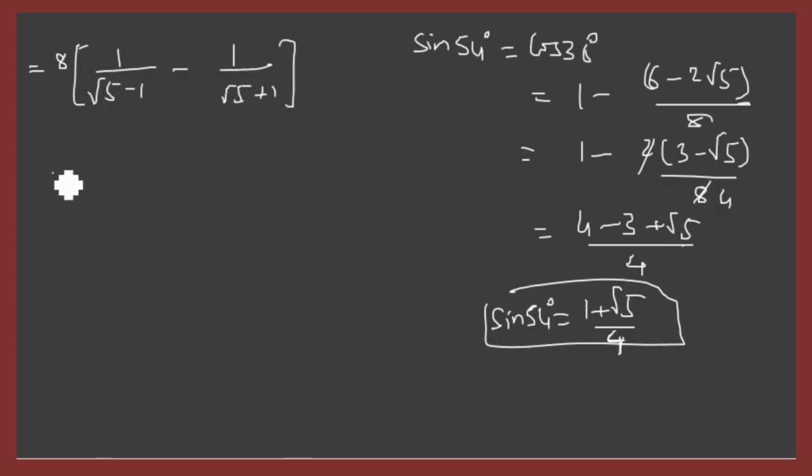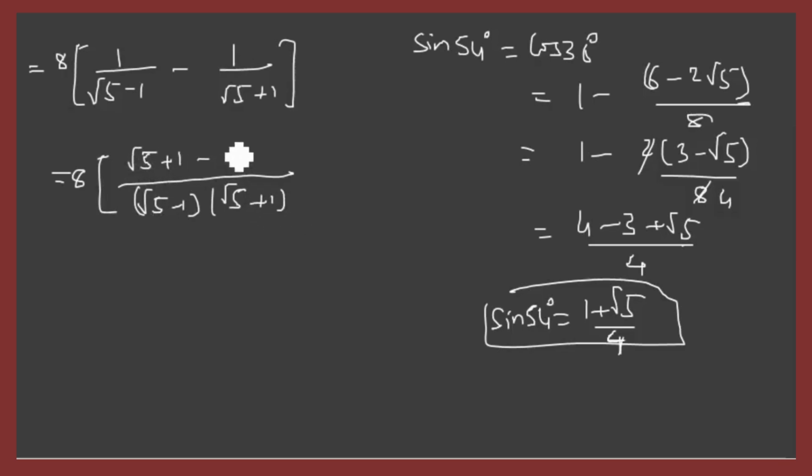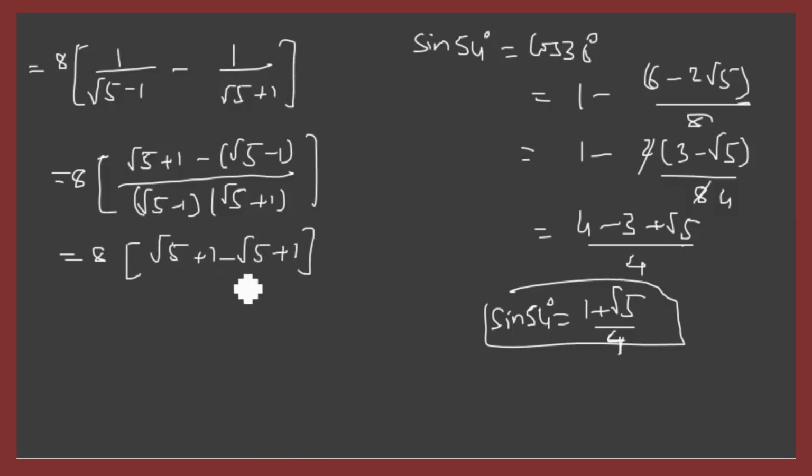Okay, so here take the LCM. The LCM will be (root 5 minus 1) into (root 5 plus 1). So the numerator is root 5 plus 1 minus (root 5 minus 1). Now see here, the denominator is of the form (a plus b)(a minus b), so we can write this as root 5 the whole square minus 1 square.